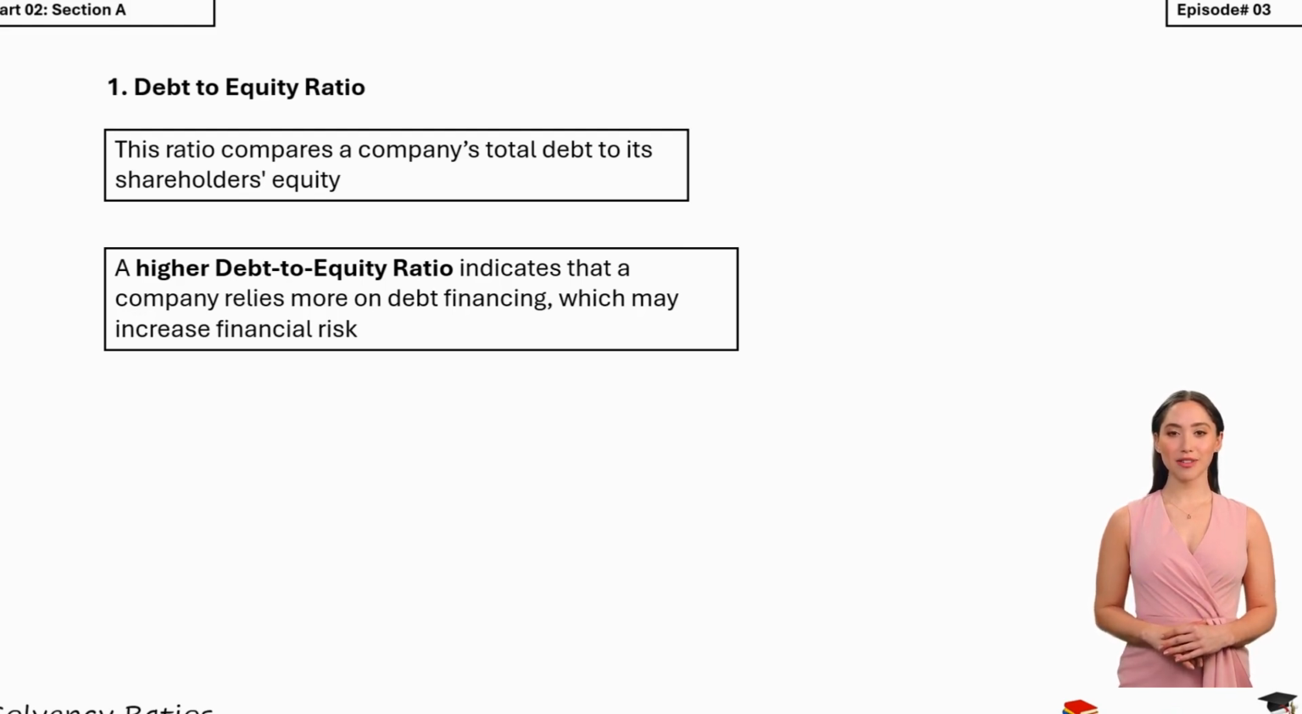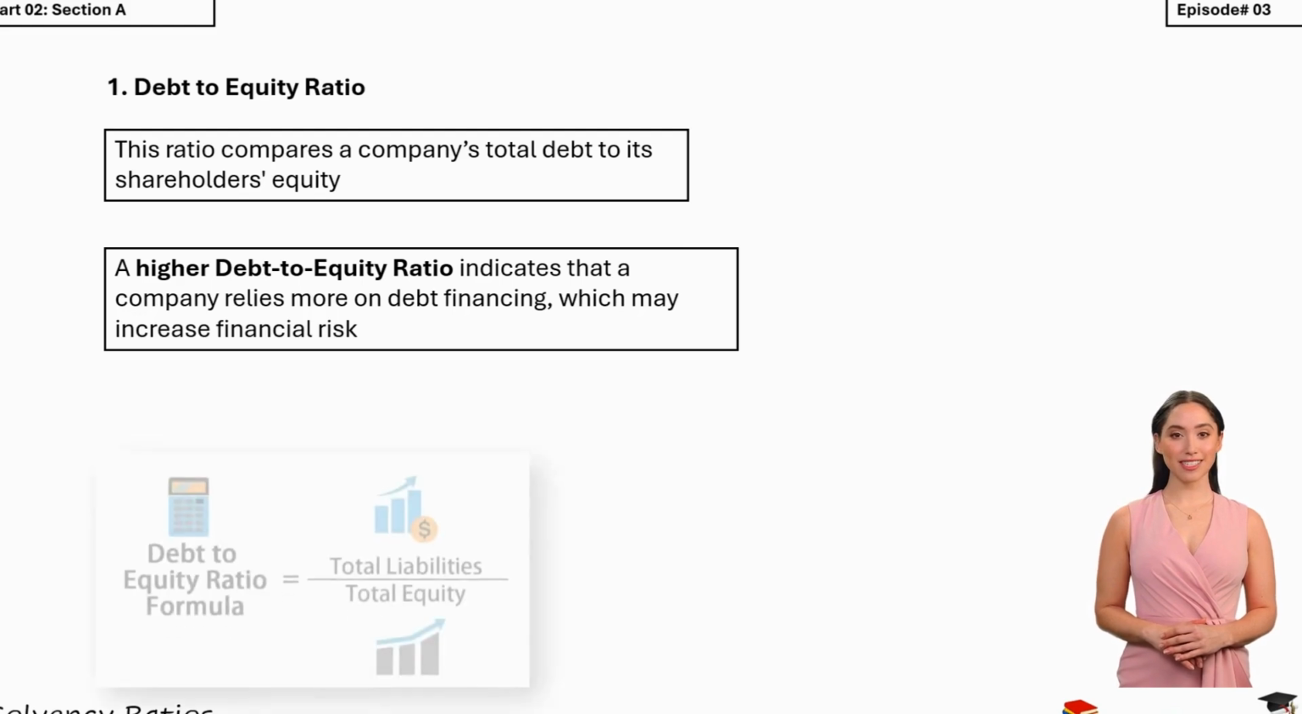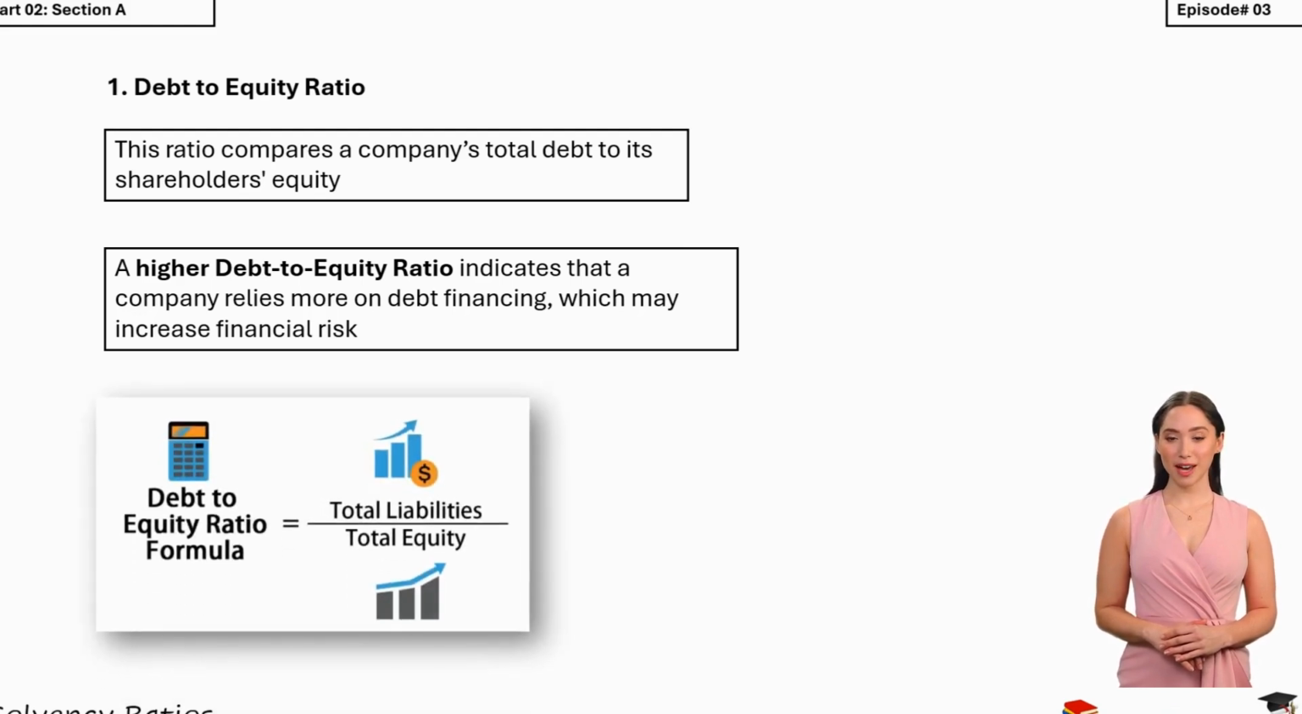Formula for debt-to-equity ratio. Debt-to-equity ratio is equal to total liabilities divided by total equity. This ratio is widely used by investors, creditors, and analysts to evaluate a company's financial stability and risk level. As the name suggests, debt-to-equity ratio, the formula is simple. It's just total debt divided by shareholders' equity. No need to memorize the equation separately because it's already in the name itself. Debt comes first, followed by equity. So the calculation is straightforward, total debt divided by total equity. This ratio helps us see how much debt a company has for every dollar of equity.